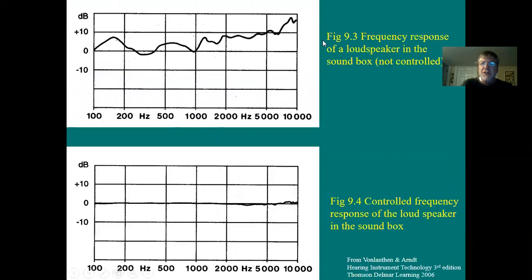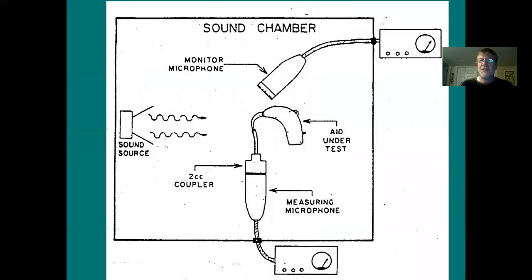Okay, but here's the frequency response of a loudspeaker in the sound box when it's not calibrated, and here's the same thing when it has been calibrated. It ensures a flat frequency response. Now you can go ahead and do your ANSI testing. And ANSI testing now is going to look like this.